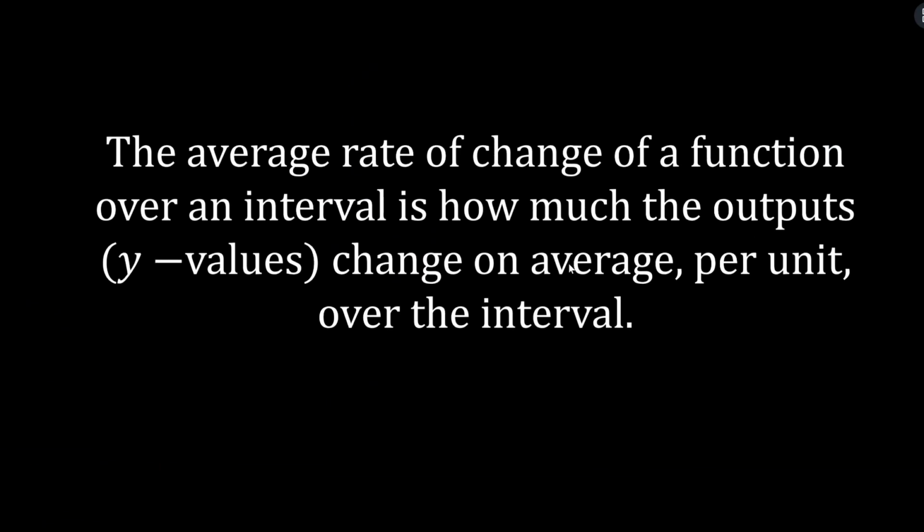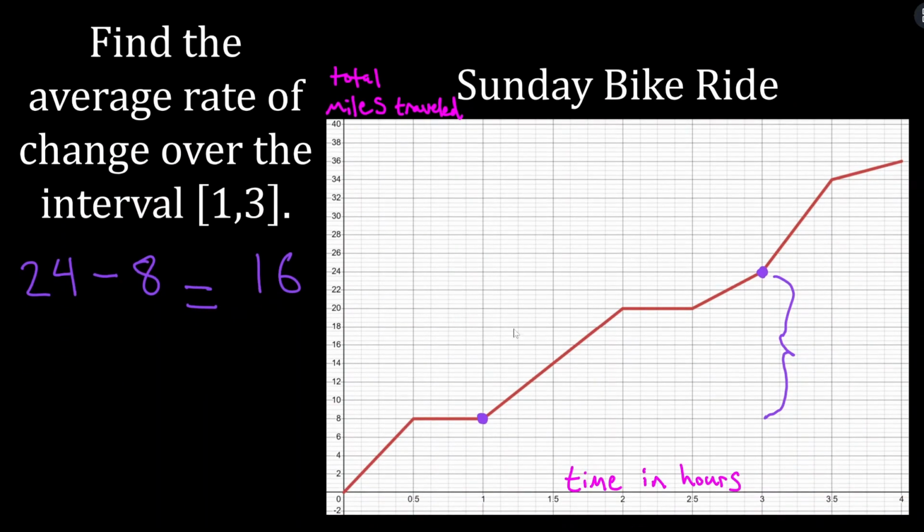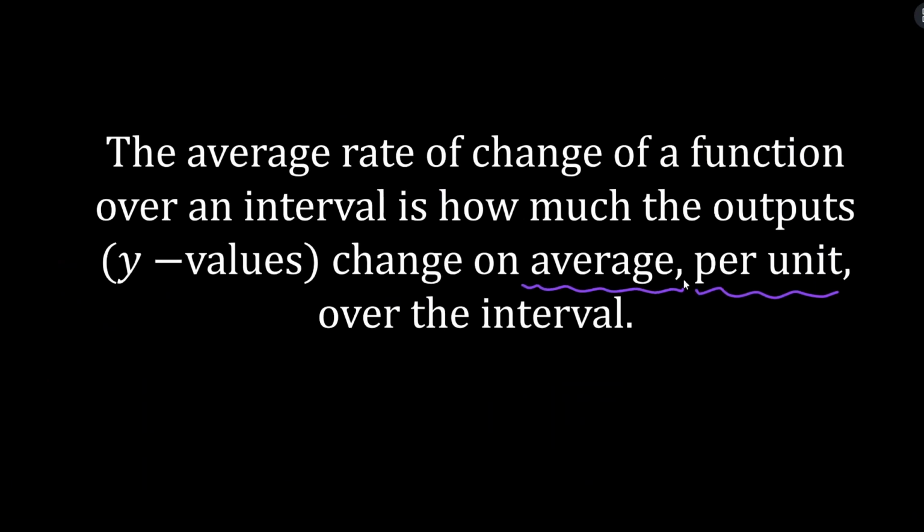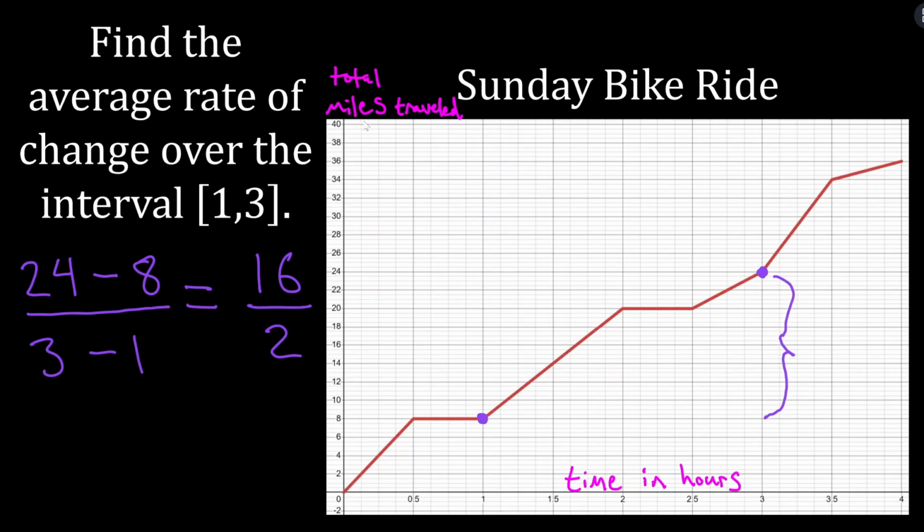So since we're trying to find an average, we want to do some division here. On average per unit. What does that mean? Well, this person traveled a total of 16 miles, but across how much time? 2 hours, right? From 1 hour into the bike ride to 3 hours in the bike ride. 3 minus 1, that is a total of 2 hours. So an average per unit means we are looking for miles or average miles per hour, right? So on average, how many miles per hour did this person travel from 1 hour into the bike ride to 3 hours into the bike ride? And that is 8. 16 divided by 2 is 8.